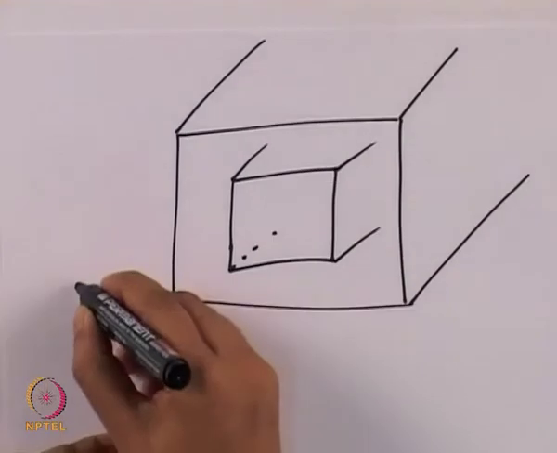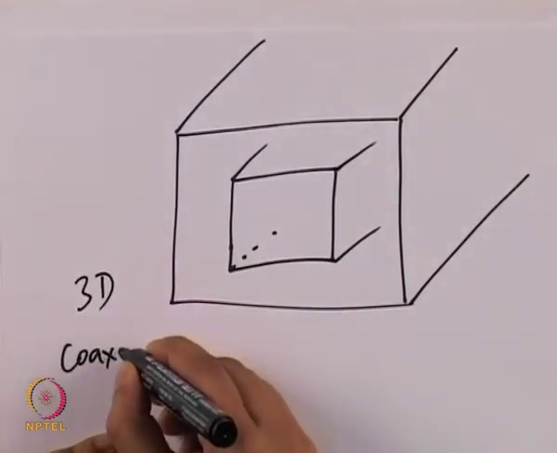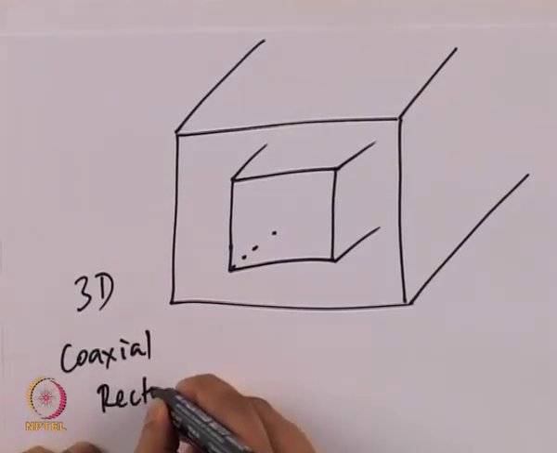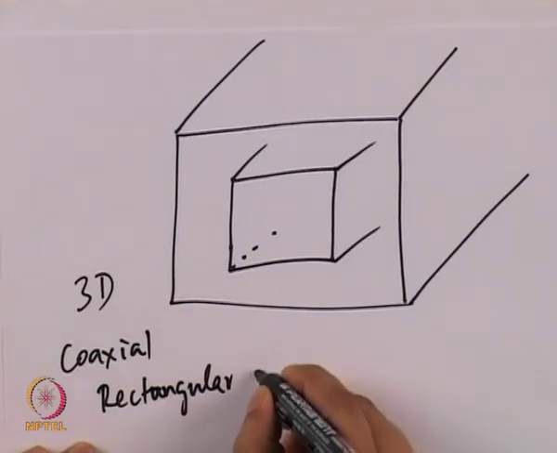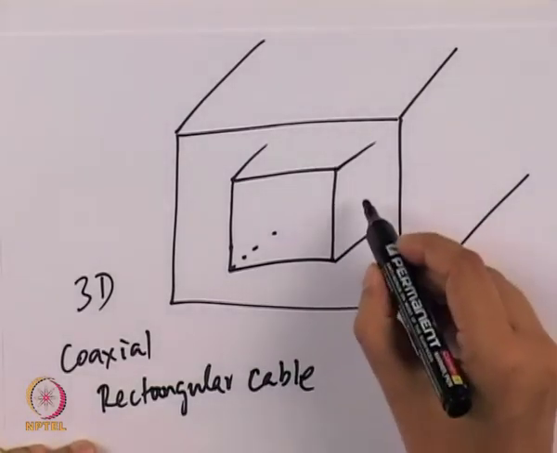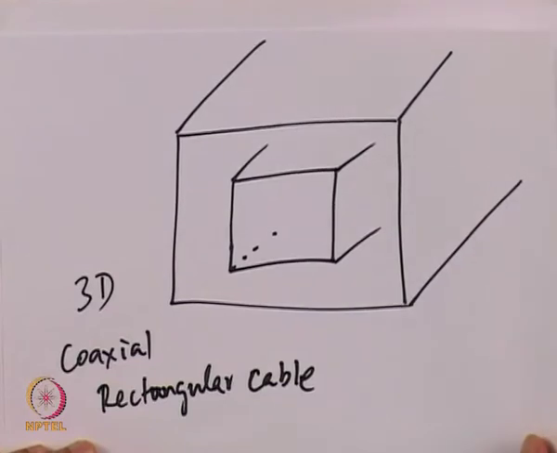So this is a 3D coaxial rectangular, let's say, cable, and what we are interested in is finding the capacitance per unit length of this coaxial pair of rectangles, and we are going to approximate this into a 2D problem, and our problem is going to be as follows.